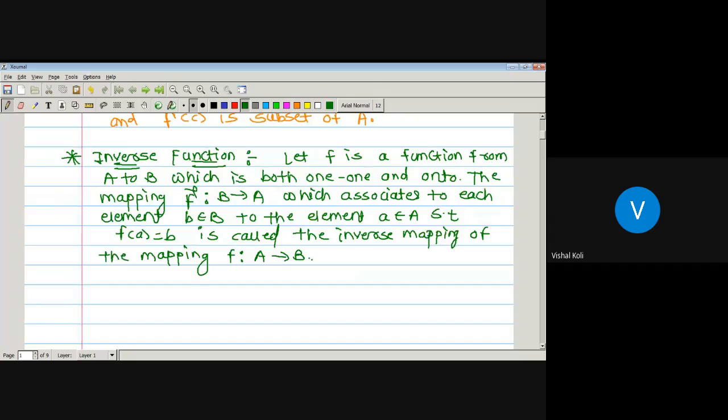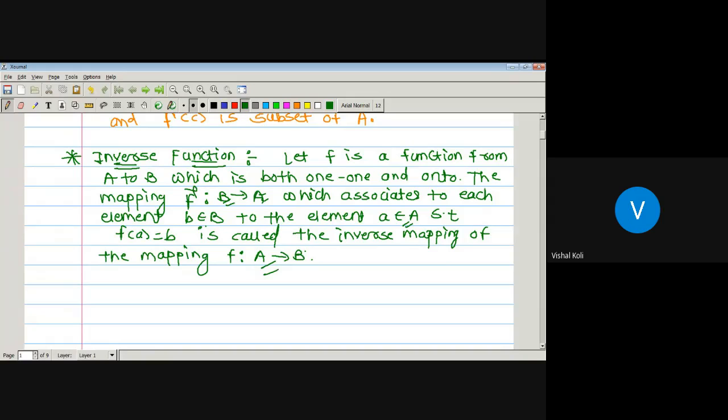If small f is a function from set A to B, that is its domain will be A and codomain will be B, and the mapping f from A to B is both 1-1 and onto. In the last lecture we have seen what is a 1-1 and onto function. If f is a function from A to B which is both 1-1 and onto, then the mapping f inverse, which is defined from set B to set A, associates to each element small b belonging to capital B the unique element small a belonging to capital A, such that f of a is equal to b. Such a mapping is called the inverse mapping of the mapping f from A to B. That is the inverse function.